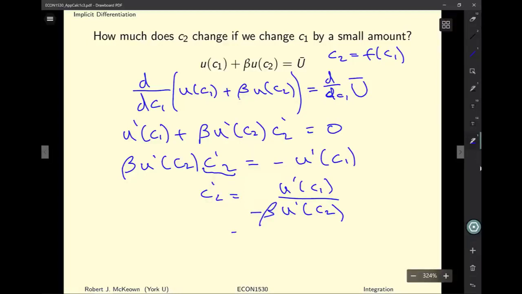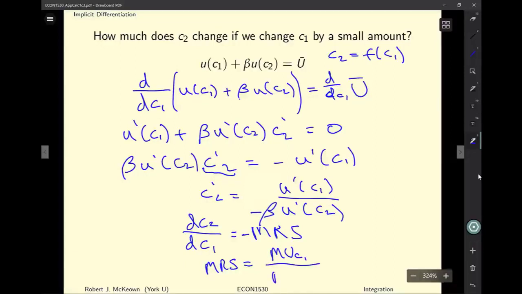And it turns out that I could rewrite this in a way that maybe you've seen. We can say that the change in C2 with respect to the change in C1 is equal to the negative of the marginal rate of substitution. What's the marginal rate of substitution? It's equal to the marginal utility of C1 divided by the marginal utility of C2.